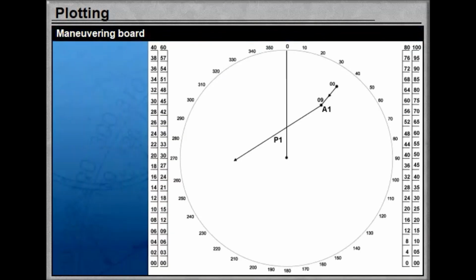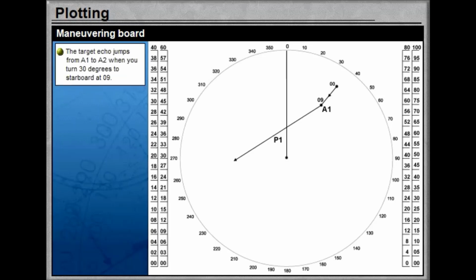A disadvantage with head-up plotting is that since we plot starboard angles, the target echo will jump to a new position on the plot if your own ship changes course. This means that you have to start a completely new plot. The target echo jumps from A1 to A2 when you turn 30 degrees to starboard at 09 minutes.